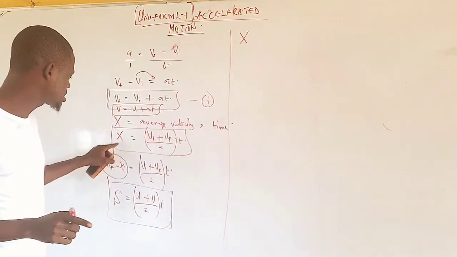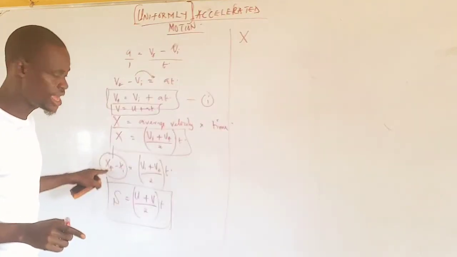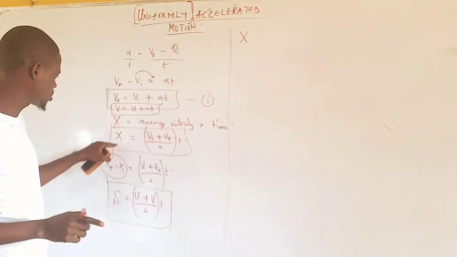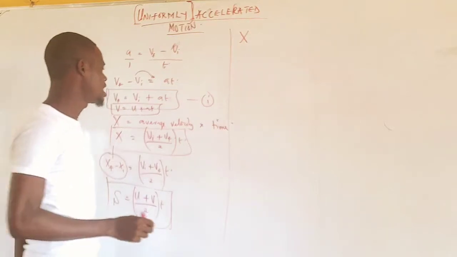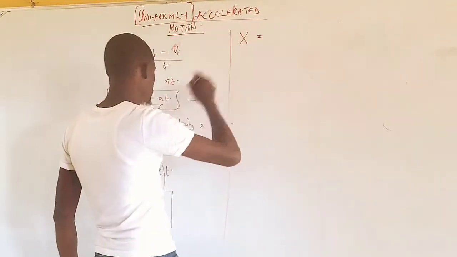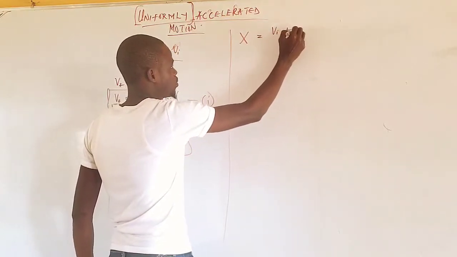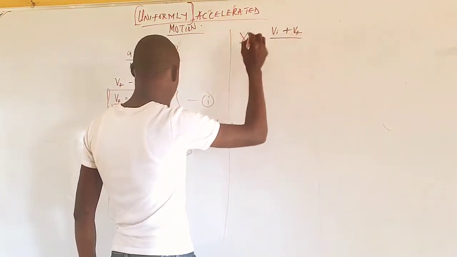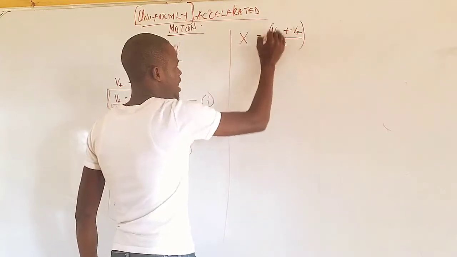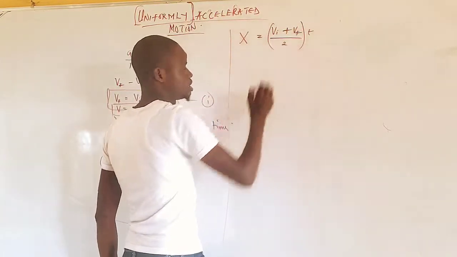Please note, I said this s is what? Your final x minus what? Initial. That's what rounds up to give rise to this. Now, this x is equal to initial velocity plus final velocity all over 2 multiplied by time taken.